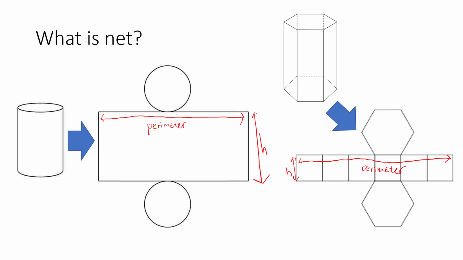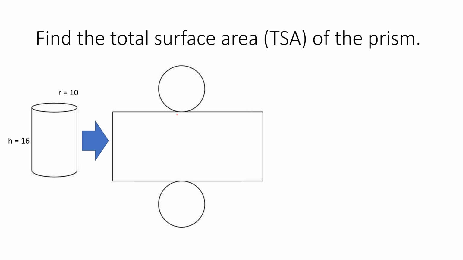Okay, so let's try out some questions. Find the total surface area of a cylinder. The radius is 10, the height is 16. But just take note, during the exam, this net wouldn't be given. You are required to draw it out yourself so that it helps you in the calculation. You can pause the video and try it out yourself. The radius is 10, while the height of this cylinder is 16.